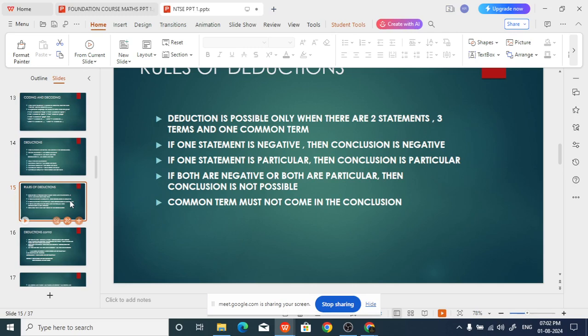If one statement is particular, then the conclusion is particular. If both are negative or both are particular, then the conclusion is not possible. The common term must not come in the conclusion.